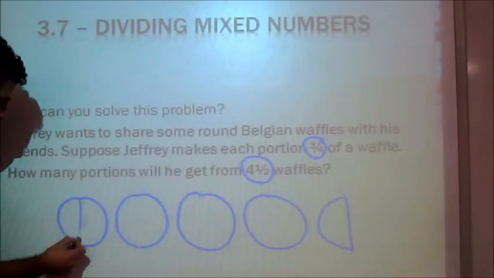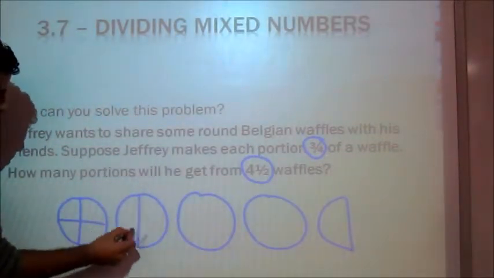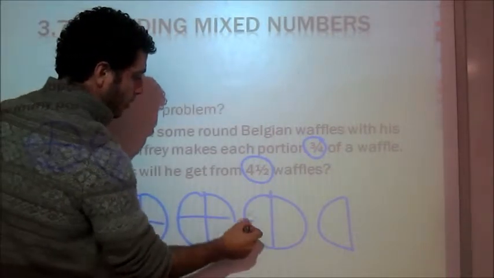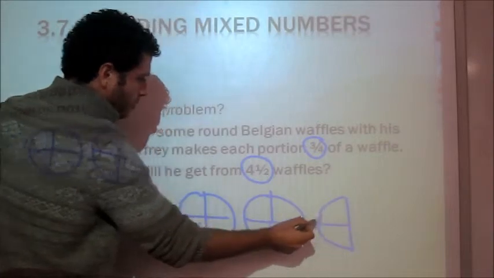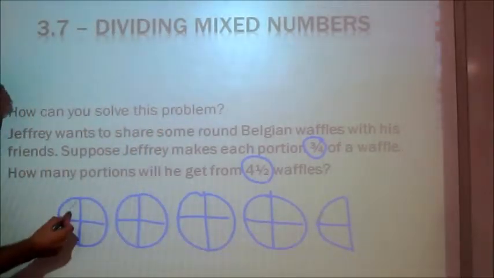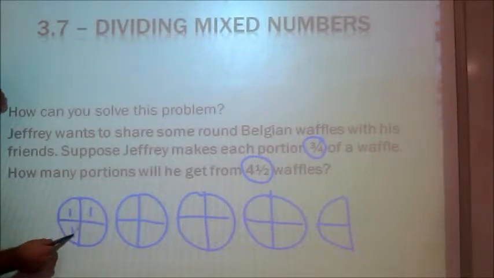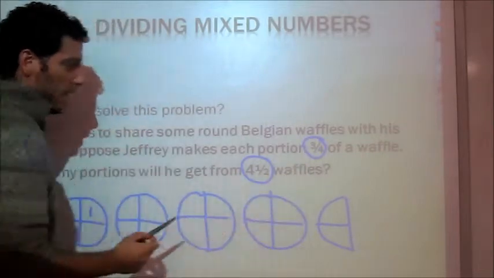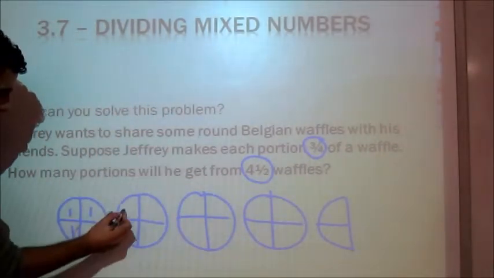So I'm going to now divide up each of these waffles into quarters, because I want to know how many sets of 3/4 there are in the 4.5 waffles. Then I'm just going to start numbering off the quarters. So 1, 1, and 1. This represents the first set of 3/4 of a waffle that I have in the 4.5 waffles.